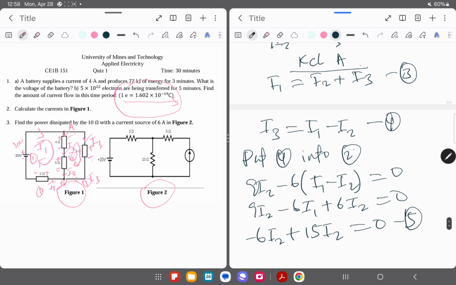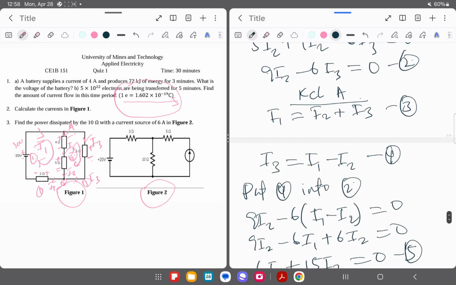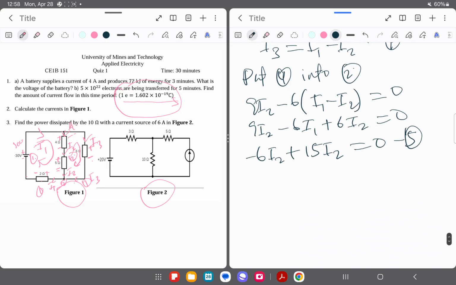Now I'm going to write equation 1 below equation 5. So I have here equation 1 to be 2I1 plus 9I2 equals to 30. So I'll label this as my equation 1.